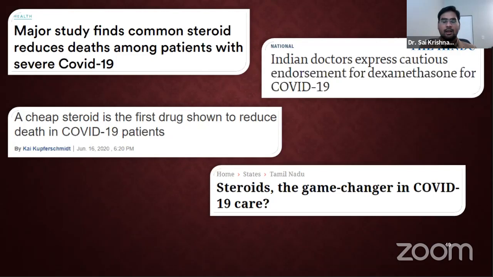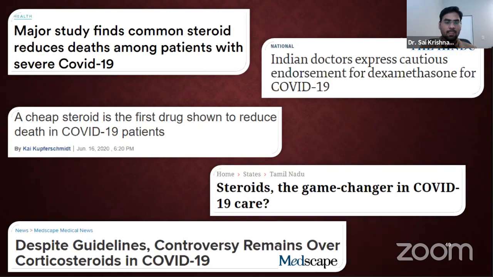And one more Indian news channel says: steroids, are they really a game changer in COVID-19 treatment? And the last statement is: despite guidelines, controversy still remains over the use of corticosteroids in COVID-19. You can see these statements are not in line, they are differing, and there are a lot of uncertainties being discussed on the internet. So let's look at the systematic reviews and see what exactly they concluded.